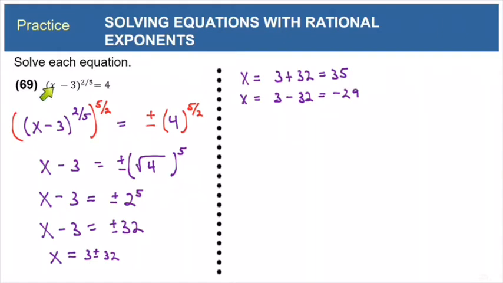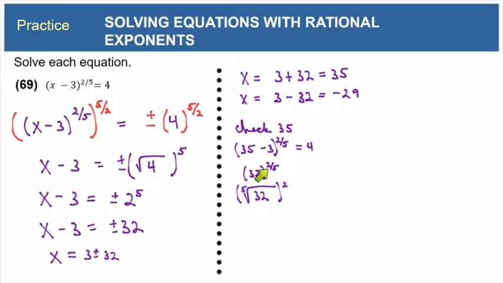So if I plug the 35 in here, I'm going to have 35 minus 3 raised to the 2/5 power equals 4. Okay, 35 minus 3 is 32. So now I have 32 to the 2/5 power. And now I'm going to write this in radical form. So I'm going to say the 5th root of 32 all raised to the 2nd power, because 2 is the top number in our exponent. Okay, the 5th root of 32 is 2. So this says 2 squared, and we know that that is 4. And we can see that's going to match the right side of our equation. So now we know that 35 is a good solution.